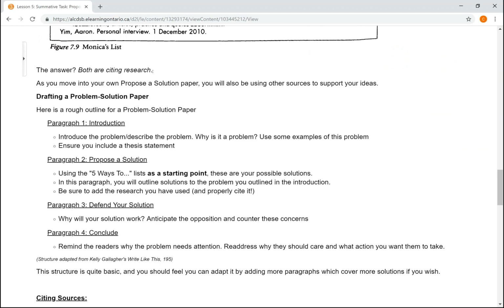The answer? Both are citing research. As you move into your own propose a solution paper, you will also be using other sources to support your ideas. Drafting a problem solution paper.